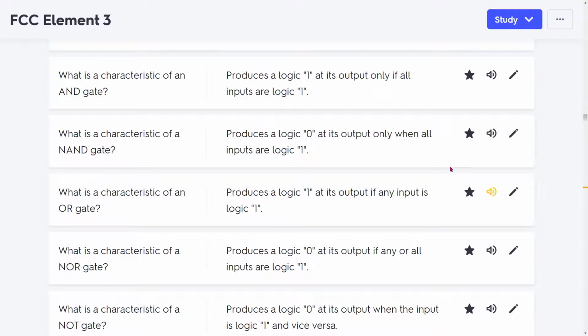What is a characteristic of an OR gate? Produces a logic 1 at its output if any input is logic 1. What is a characteristic of a NOR gate? Produces a logic 0 at its output if any or all inputs are logic 1. What is a characteristic of a NOT gate? Produces a logic 0 at its output when the input is logic 1 and vice versa.